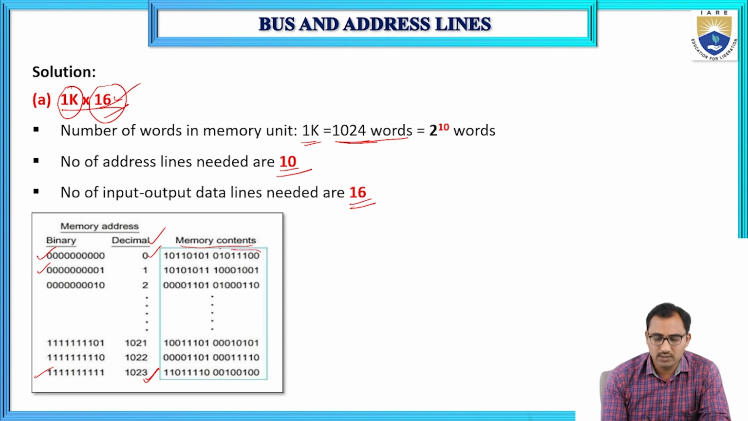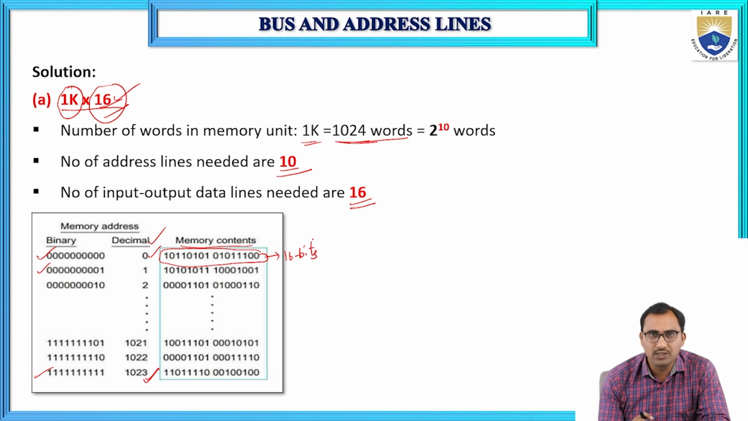So this is the data. How many bits of data are there? 16 bits. That means in every memory location, we can store 16 bits of information. So for this particular memory, it requires 10 address lines and 16 data lines.